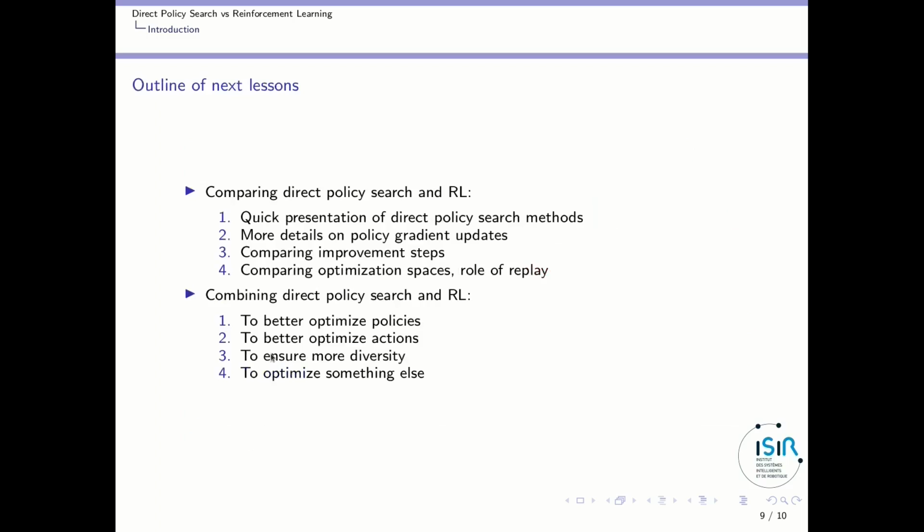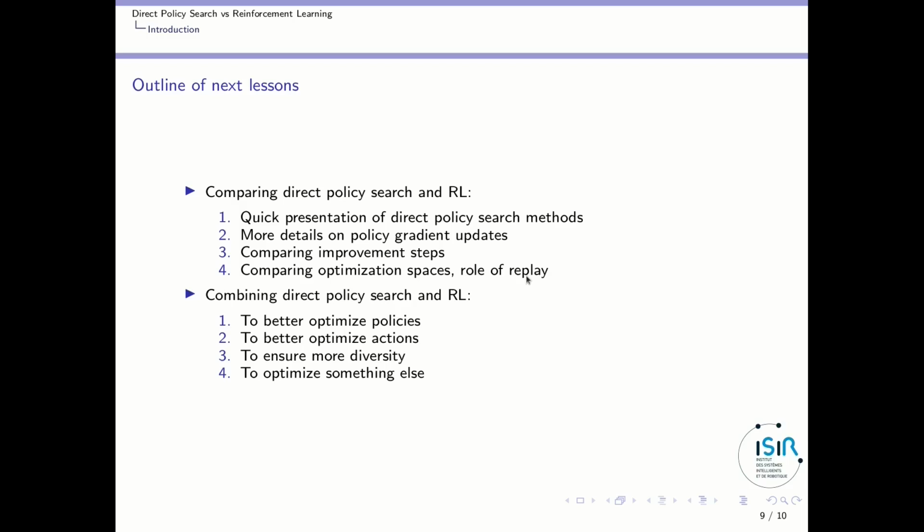So the outline of the next lessons, there will be 4 lessons about comparing direct policy search and reinforcement learning. So I will give a quick presentation of direct policy search methods. I will give more details on policy gradient updates so that we better understand what's happening. And then I will compare both methods in terms of how well they improve a policy at a given step. And then I will compare the optimization spaces in which they perform the optimization. And I will finally focus on the role of replay because that's the key factor.